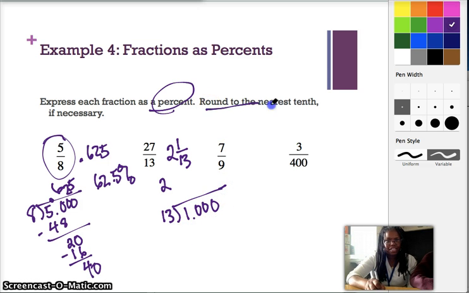And it also says round to the nearest tenth, so we don't have to go that far out. We have to go to the hundredths to round to the nearest tenth.